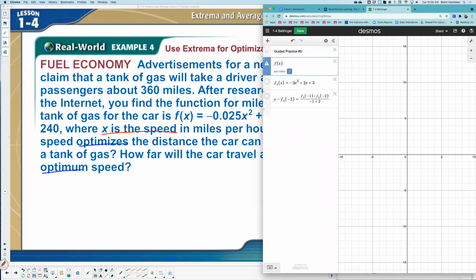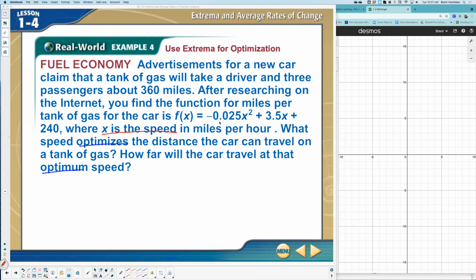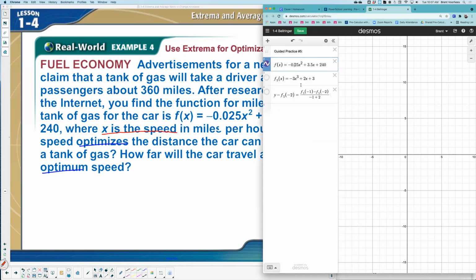It's f of X equals negative 0.25 X squared plus, I know it cuts off, it's 3.5X plus 240 on the next line. There's the 240. It's negative 0.0. Oh, negative 0.025. Thank you. There it is. Now I can't see anything right now because I'm too far zoomed in, so I'll zoom out.